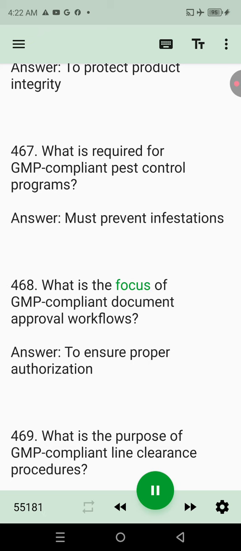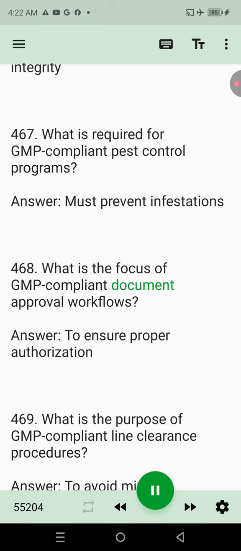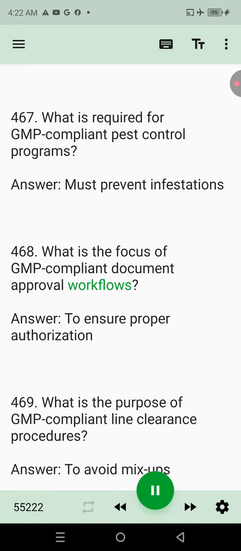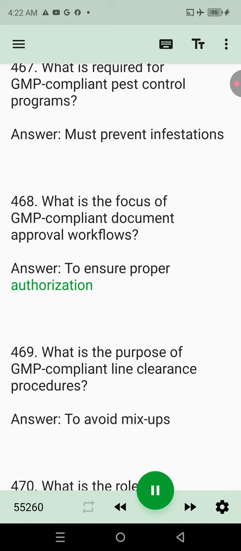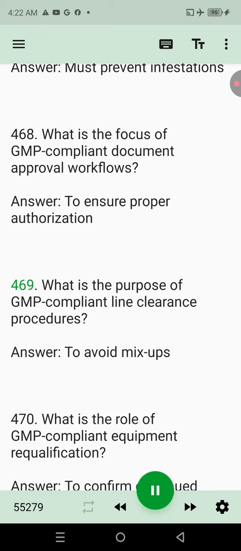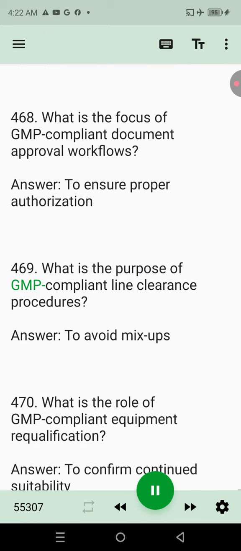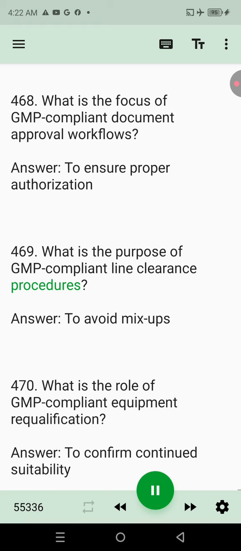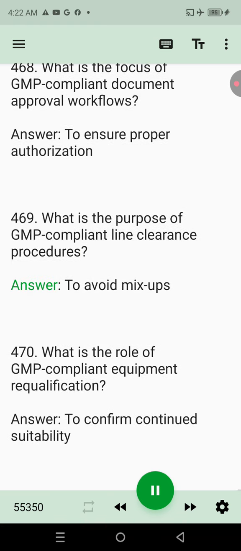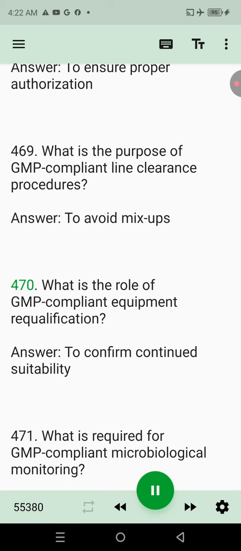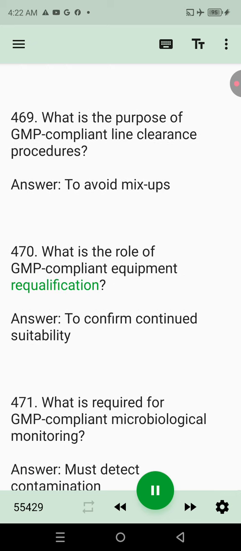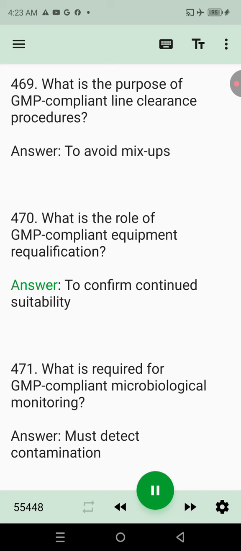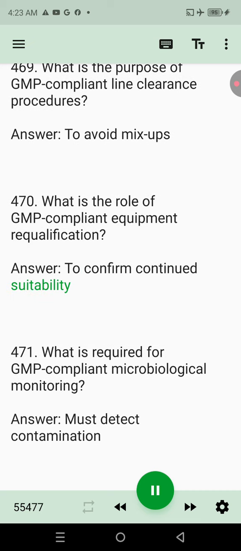468. What is the focus of GMP-compliant document approval workflows? Answer: To ensure proper authorization. 469. What is the purpose of GMP-compliant line clearance procedures? Answer: To avoid mix-ups. 470. What is the role of GMP-compliant equipment requalification? Answer: To confirm continued suitability.